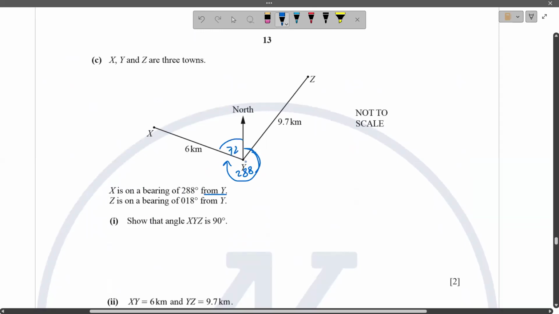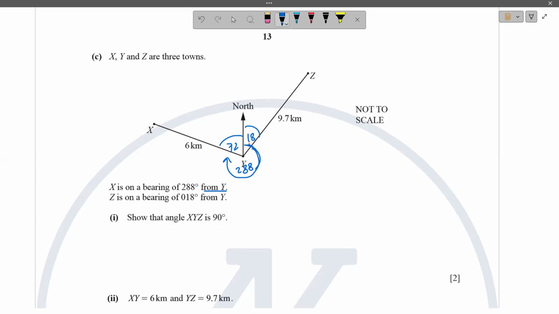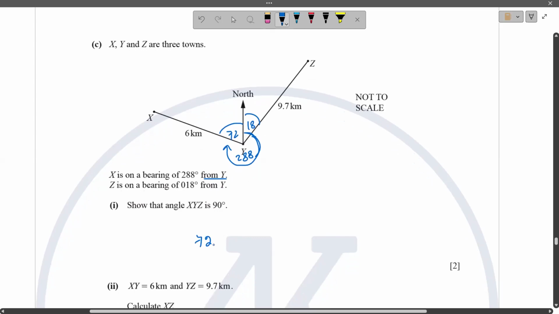And for Z, it's on a bearing 18 from Y. From Y to Z, it's 18 here. So it's just 72 plus 18 equals 90 degrees.